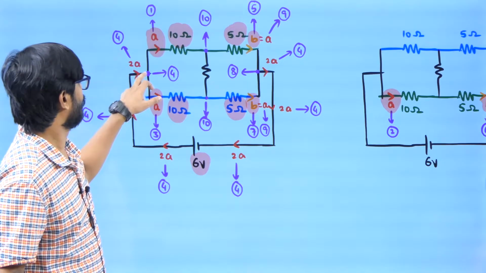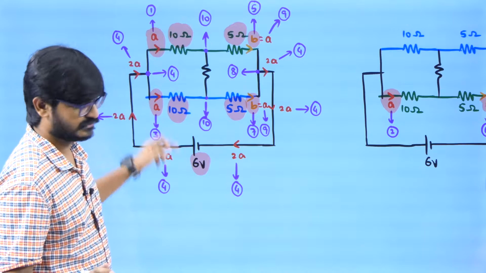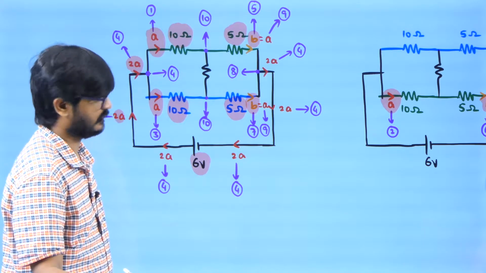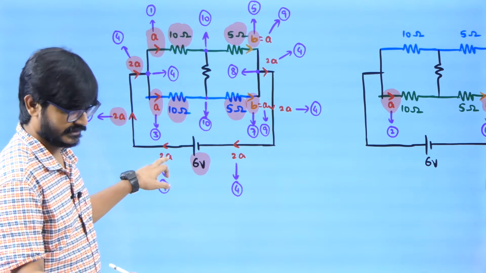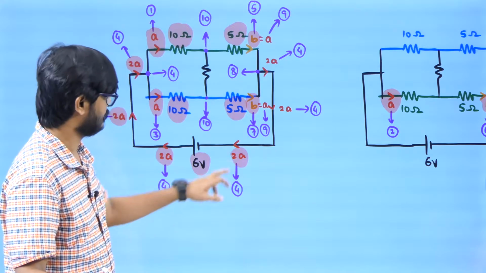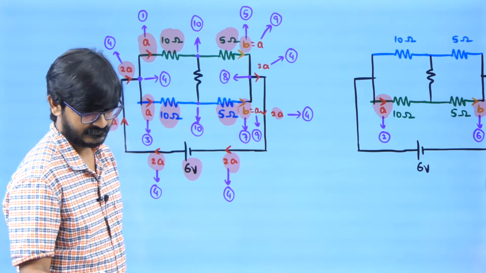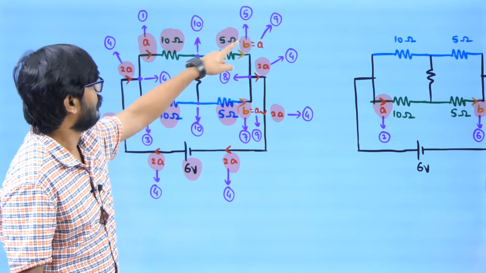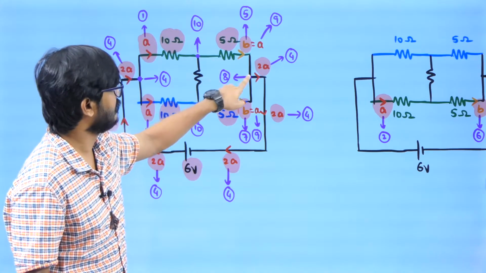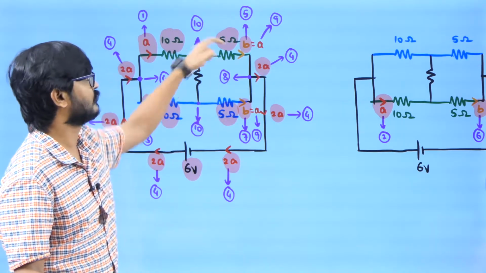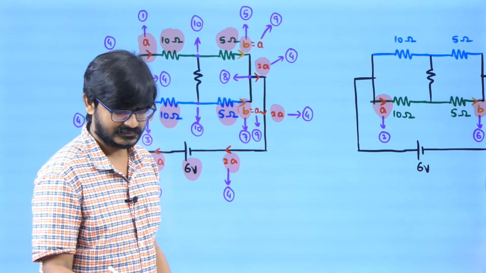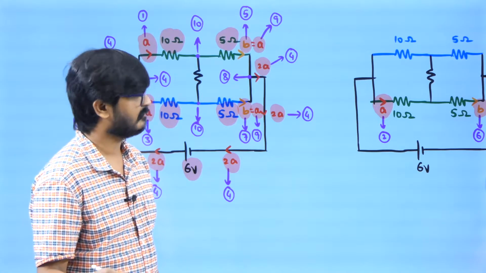Now, what is the outgoing current? A and A, 2A. So what must be the incoming current? 2A, right? Now, what is the incoming current here? B and B. What is the outgoing current? 2A. So 2B equal to 2A, or I can say B is equal to A.